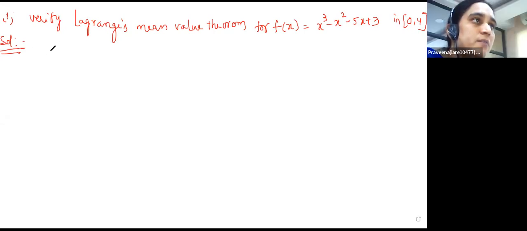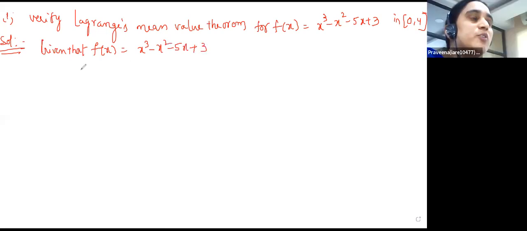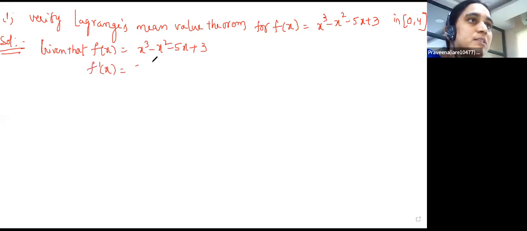Given that, what is the function? Is it polynomial? Yes, it is directly continuous and differentiable, right? First I'll differentiate the given function, that is 3x square minus 2x minus 5. Therefore, f of x is differentiable in closed interval 0, 4.